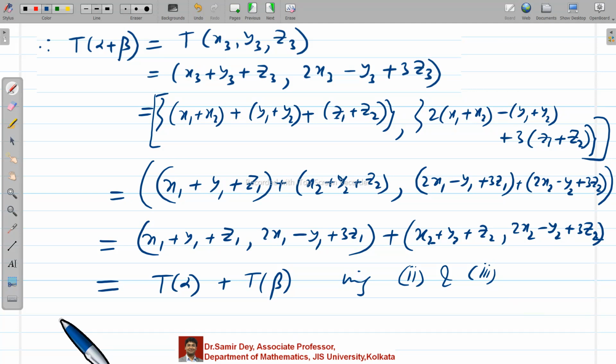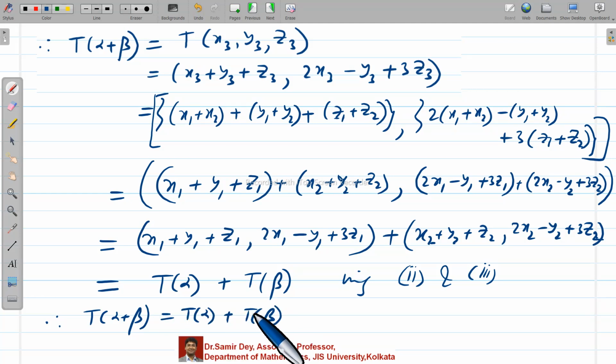So our first condition is satisfied. Therefore, T of alpha plus beta is equal to T alpha plus T beta. So the first condition is satisfied. Clear?